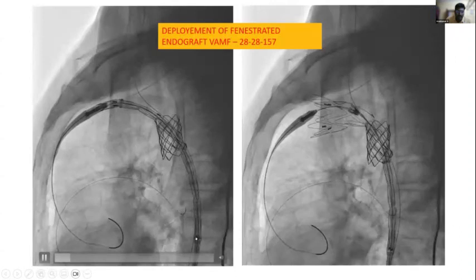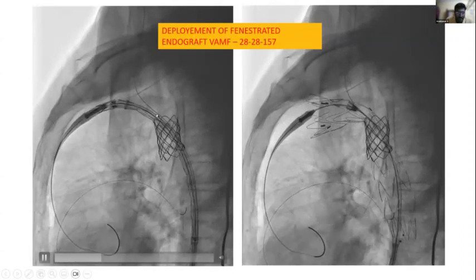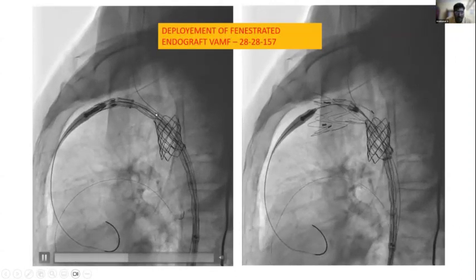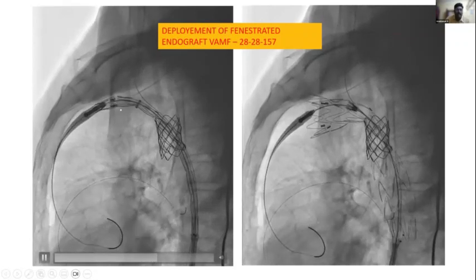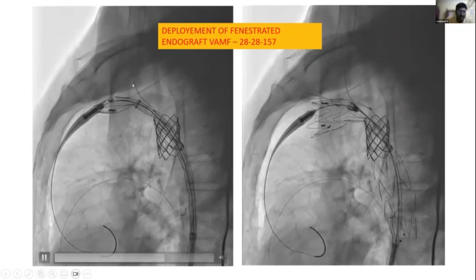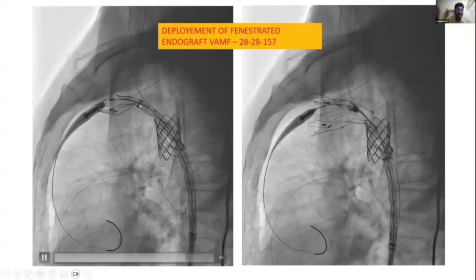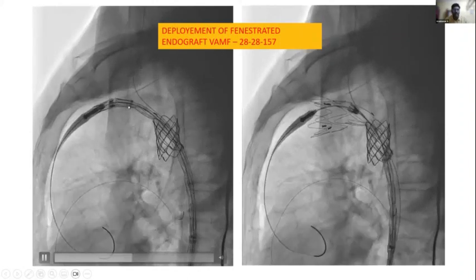And here is the fenestrated endograft. You can see the figure of 8 here, which looks like a small straight line. That means my rotational orientation is correct. And you can see the fenestration, which is just ahead of the wire loop, which tells me that the axial orientation is correct.